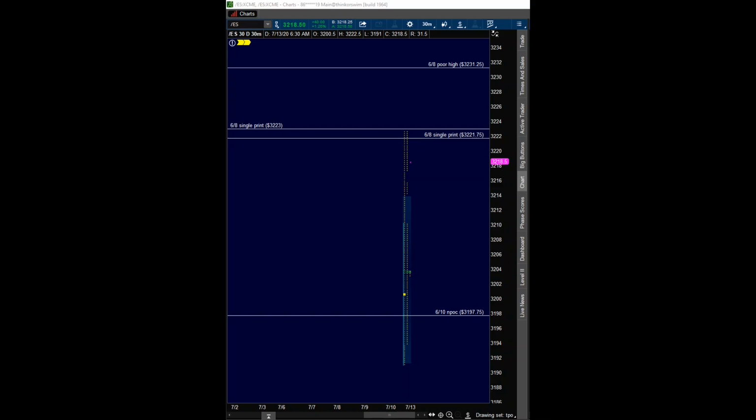Okay, today is July 13, 2020. I'm looking at the mini S&P 500 future. We've got a poor high going on here, and we are looking for this to pull back and fill these single prints, then come back up and hit this poor high. We could be targeting the poor high up here, the June 8 poor high at 3231.25. So we'll keep an eye on that.